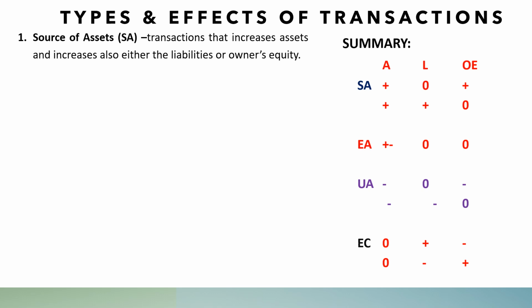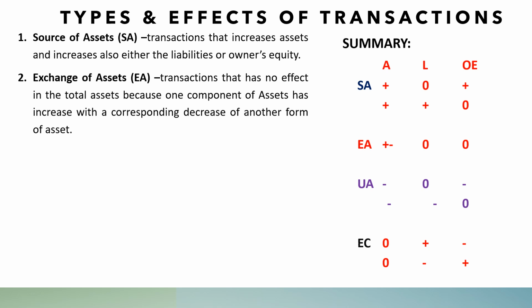This is described as a transaction that has an increase in assets and also has the effect of increasing liabilities or owner's equity. In the accounting equation, assets is equal to liabilities plus owner's equity, so it is a source of assets when it has the effect of increasing assets with a corresponding increase in owner's equity. Or, in the second case, an increase in assets and an increase in liabilities and no effect on owner's equity.